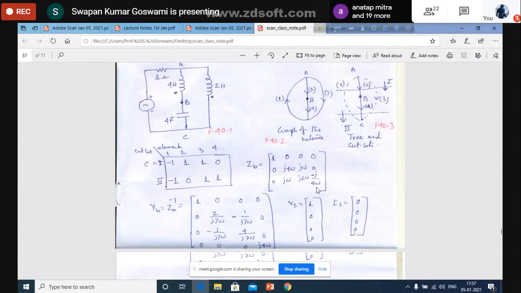4 by j omega is actually here it will be 0 and there are 3 zeros this is actually here.